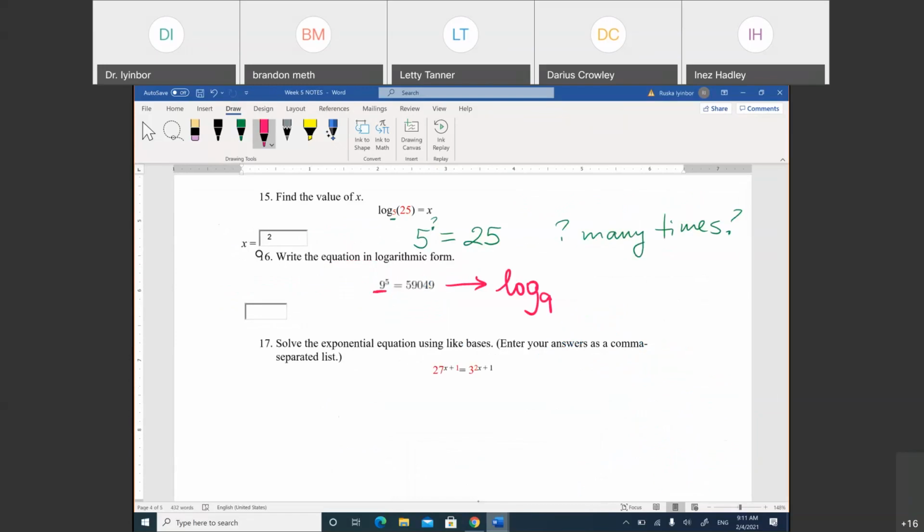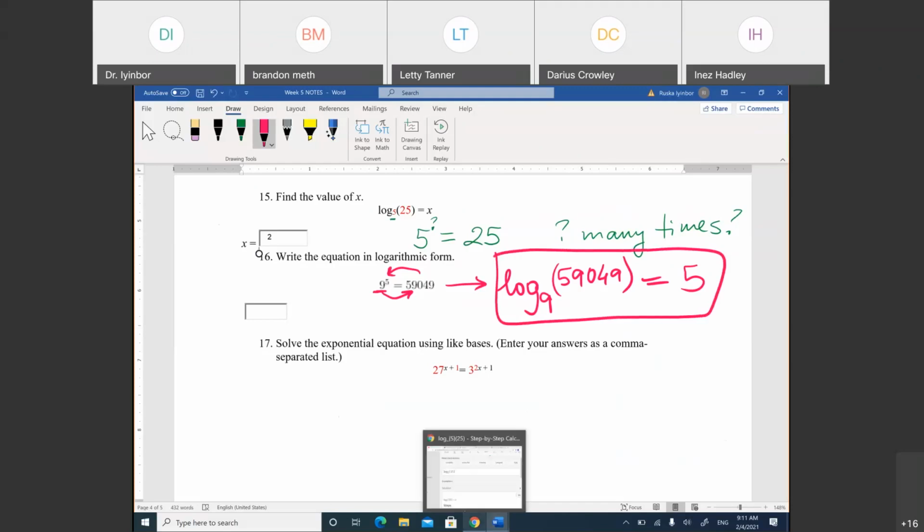And then you're going to go over here, so you have logarithm with base 9 of 59049 equals, what does it equal? What number is left? 5. Yes, that's it. So you're just going to switch it around like that, and that's what you're going to plug in. Now let me show you how to do that in WebAssign.